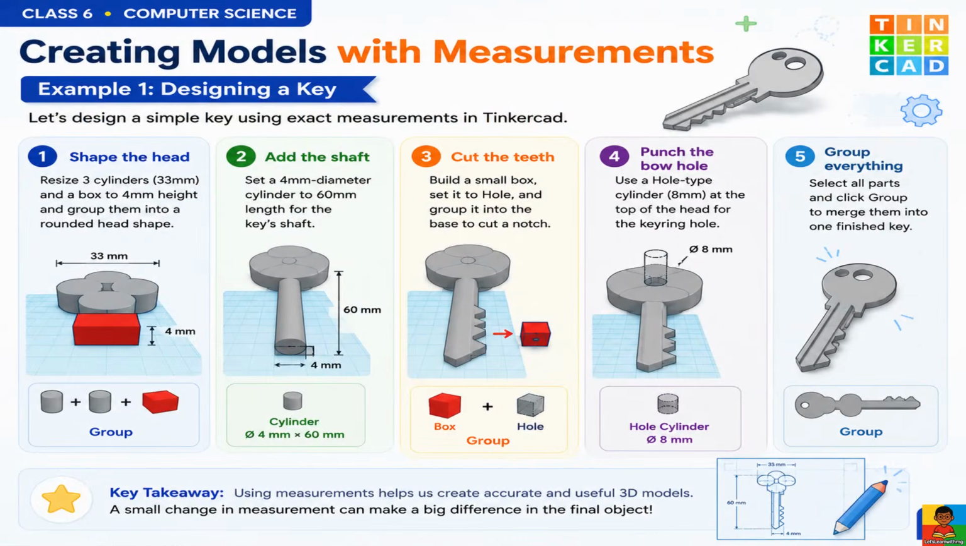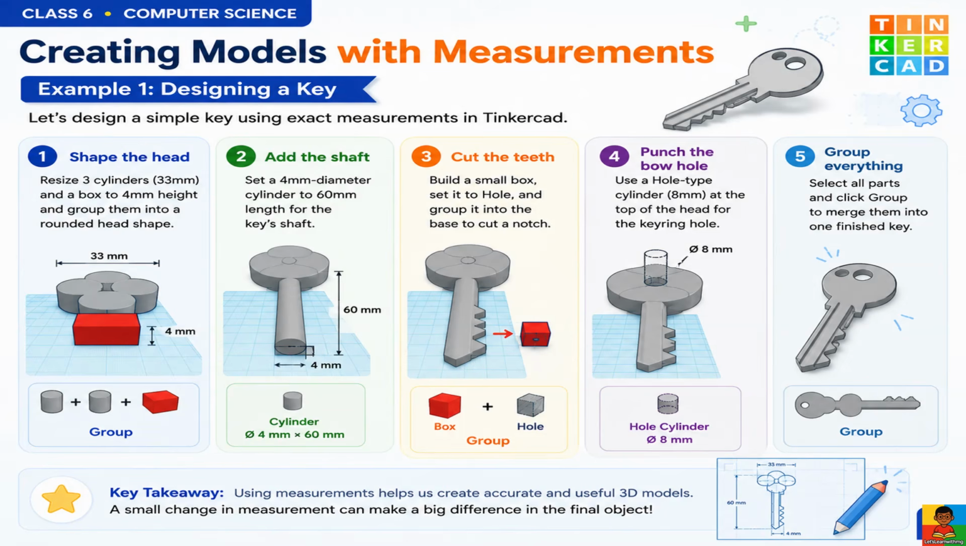Example 1 is designing a key. First, shape the head by resizing 3 cylinders to 33 millimeters and a box to 4 millimeters in height. Then, group them into a rounded head shape. Second, add the shaft by setting a 4 millimeter diameter cylinder to a length of 60 millimeters.